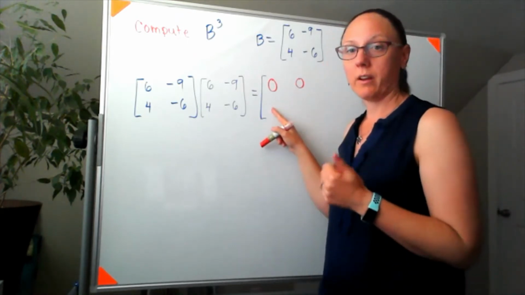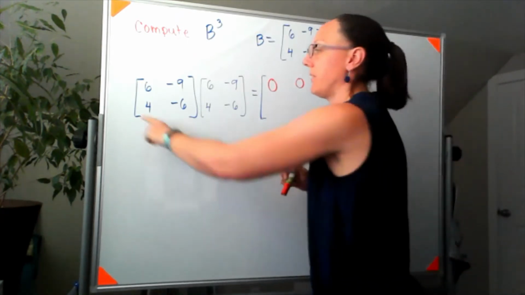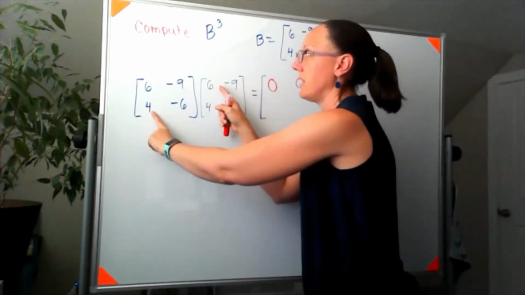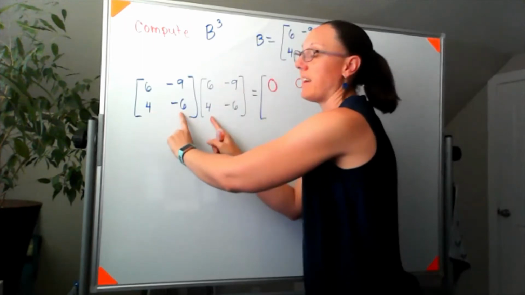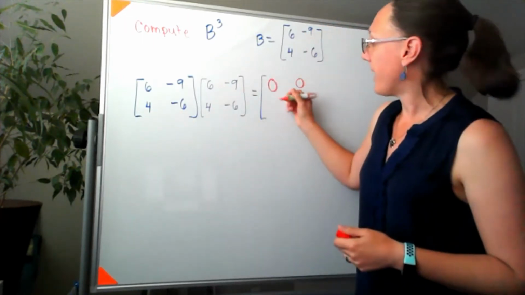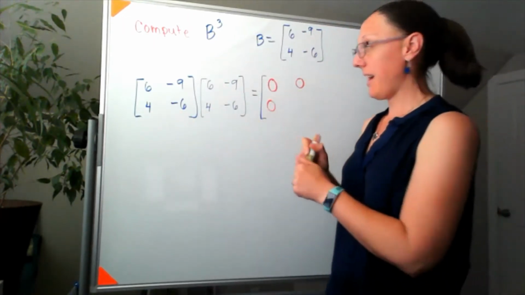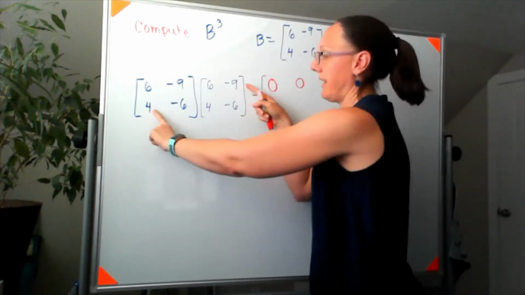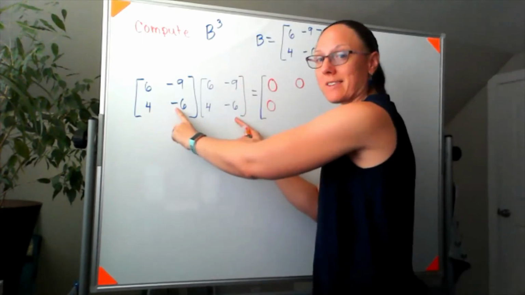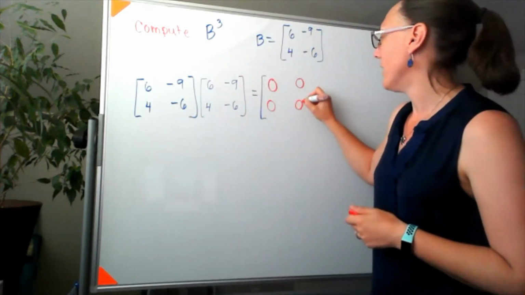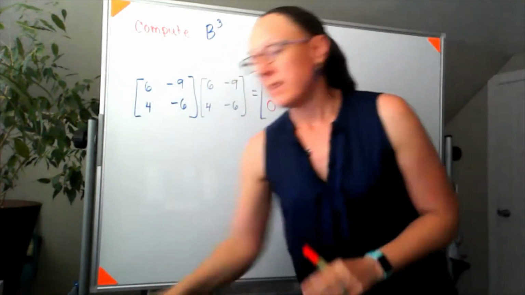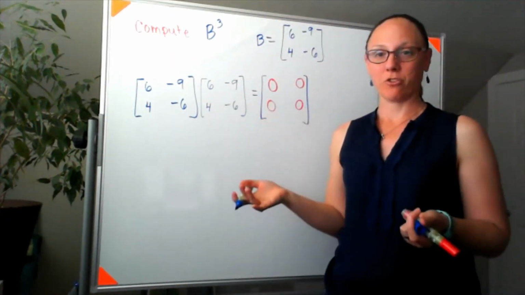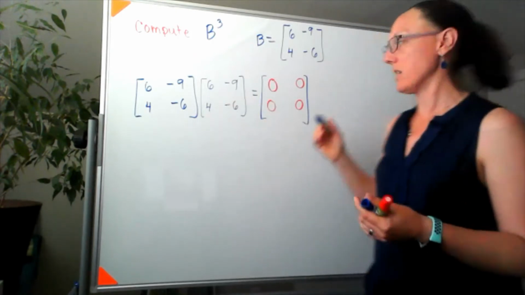Now I'm at row 2, column 1. I've got 4 times 6, so that's 24, and a negative 24. I get 0. And row 2, column 2, I've got negative 36 plus a positive 36, and this is also 0. Which means this matrix has a special name, and it is nilpotent.